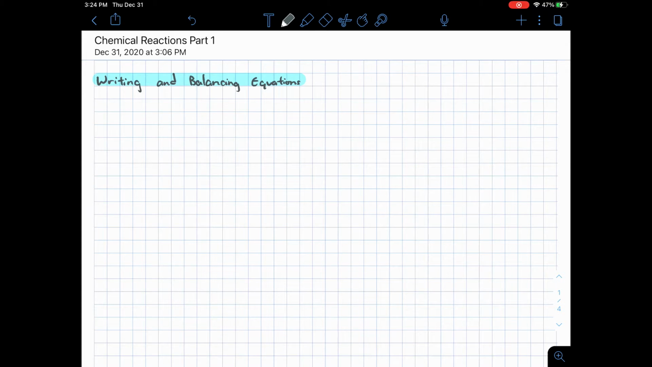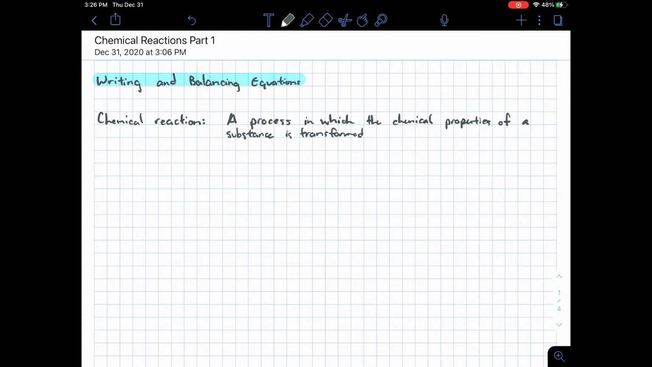Today's focus is going to be on the basics of chemical reactions. Firstly, what is a chemical reaction? Well, essentially it is a process in which the chemical properties of a substance are transformed. For example, we know that combining oxygen and hydrogen together results in water. Let's write out this chemical reaction in a chemical equation here.